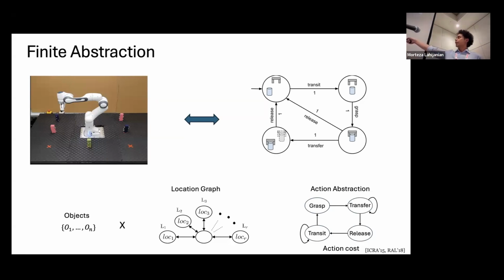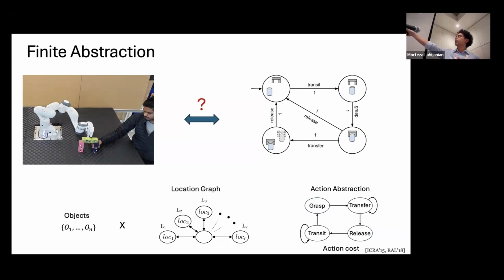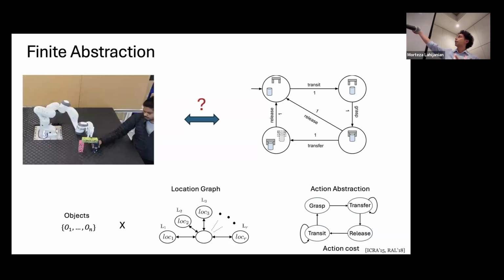I'm going to also consider cost of actions to have these quantities on the edges. But the problem that I'm looking at is actually an interaction between a human and a robot. So how can I go from this space to this space of reasoning, and what happens to my graph up there?